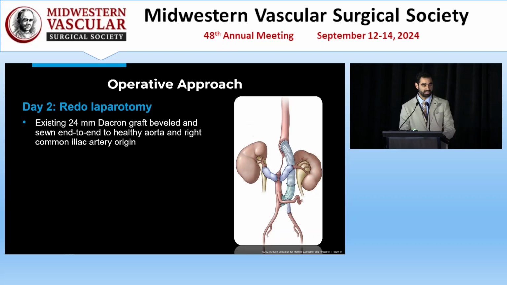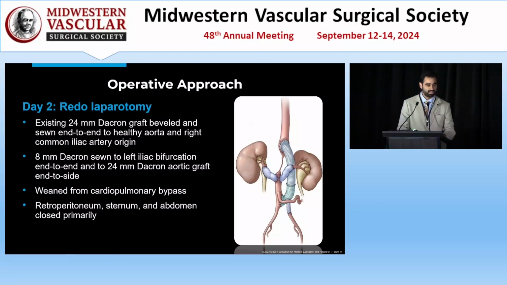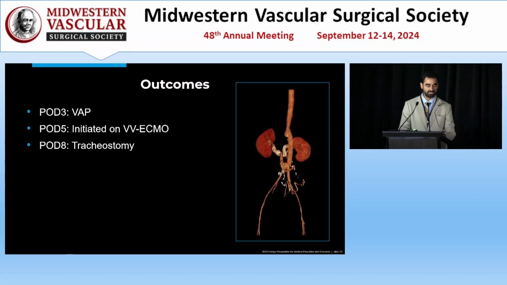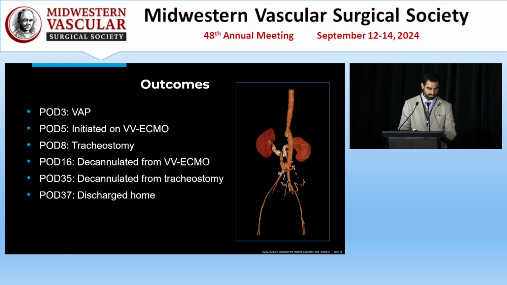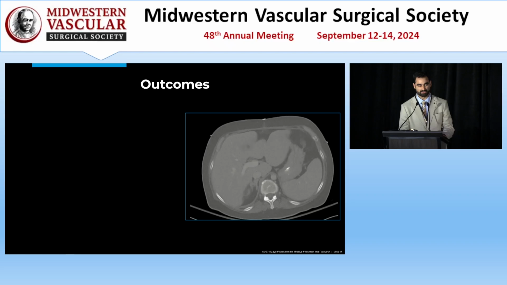And then we trimmed back the left common iliac artery to healthy tissue and sewed an 8mm Dacron in an end-to-side fashion to the 24mm Dacron. The patient was weaned from cardiopulmonary bypass. Postoperatively, she had ventilator-associated pneumonia with worsening respiratory function, necessitating VV ECMO and tracheostomy. She then did better. She was decannulated from VV ECMO and tracheostomy, and was discharged home on post-op day 37. This CT scan was obtained 1 month after surgery and showed an intact reconstruction.